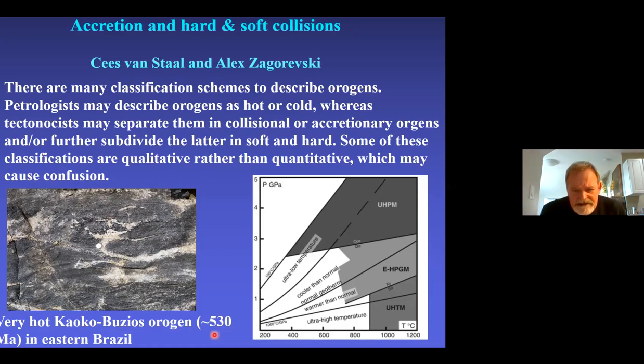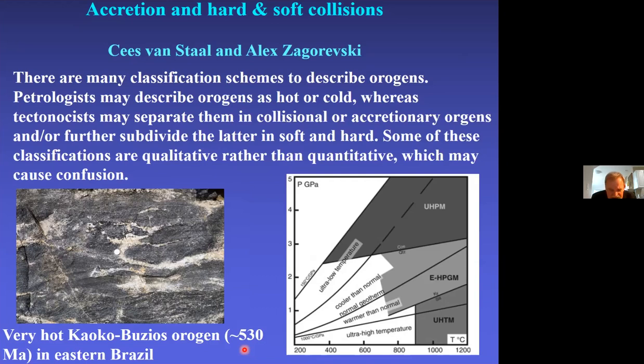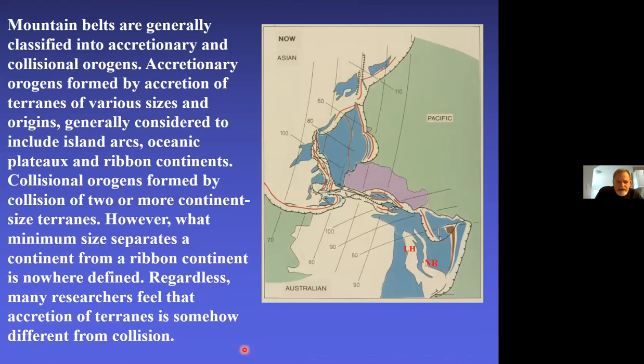And the problem is that a lot of these terms are qualitative rather than quantitative. The scheme you see here is a division of orogens on the basis of temperature. This is a more quantitative approach by metamorphic petrologists, whether orogens are hot or cold. At least you can calculate in which field you are. On the left side, you see an example of a hot orogen in eastern Brazil, where you see clinopyroxene amphibolites, which are melted in situ, forming trondhjemitic tonalitic melts, with temperatures in the order of about 800 degrees Celsius.